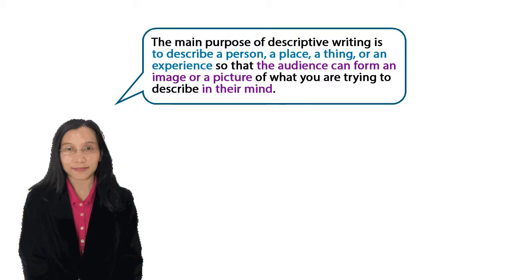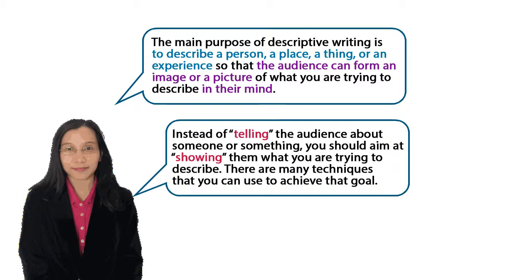The main purpose of descriptive writing is to describe a person, a place, a thing, or an experience so that the audience can form an image or a picture of what you are trying to describe in their mind. Instead of telling the audience about someone or something, you should aim at showing them what you are trying to describe. There are many techniques that you can use to achieve that goal.